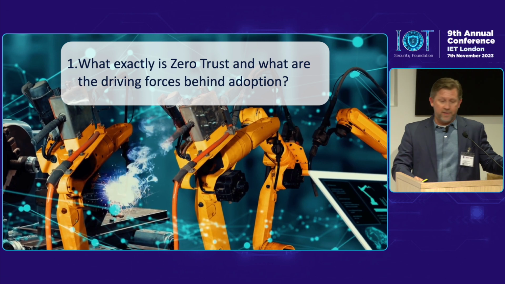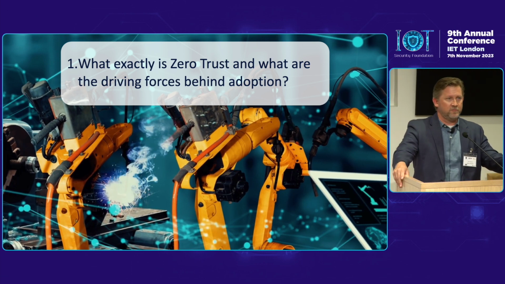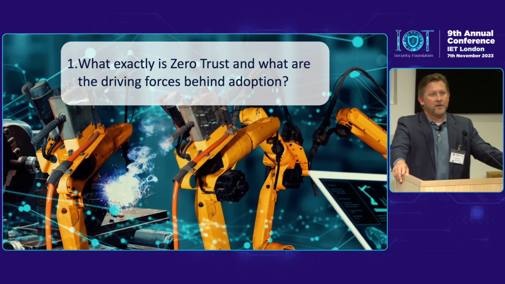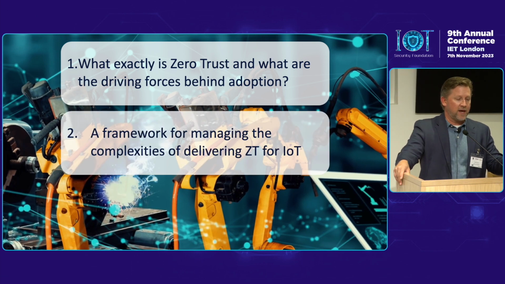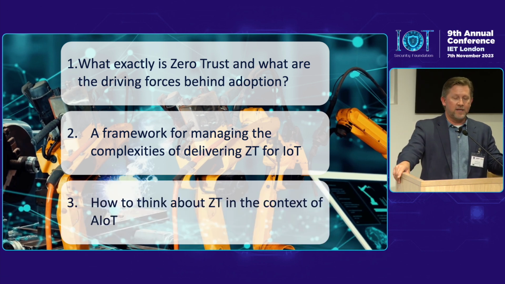Looking at the agenda, I'm going to walk through, first, I want to level set on a definition of zero trust, because in a lot of these conversations, you ask 100 people for a definition of zero trust, and you get 100 different answers. So we'll talk through that. Next, we'll look at a framework for managing the complexities of zero trust with IoT. How do we actually put it into practice? And then lastly, maybe a discussion about how AI impacts the way we think about zero trust, and what the implications are for advances in AI across IoT.